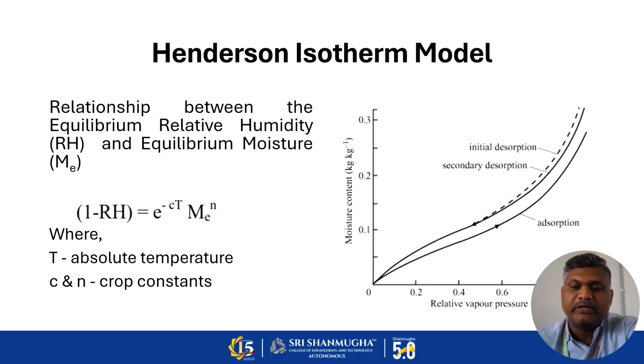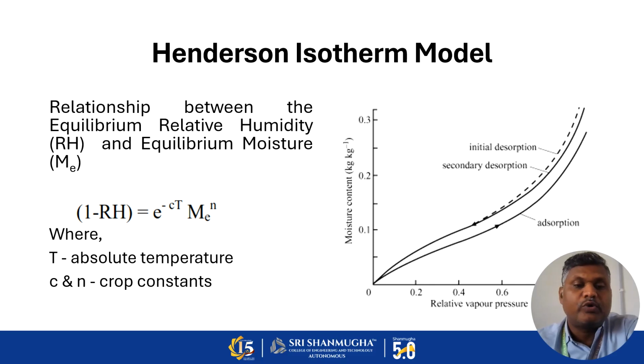One is when the vapor pressure increases, the moisture content increases. That is moisture absorption, so the absorption curve follows the upward direction. The downward curve is called desorption, the removal of moisture content when the relative vapor pressure decreases. These curve shapes give an S shape, so this is called the S-shaped curve.